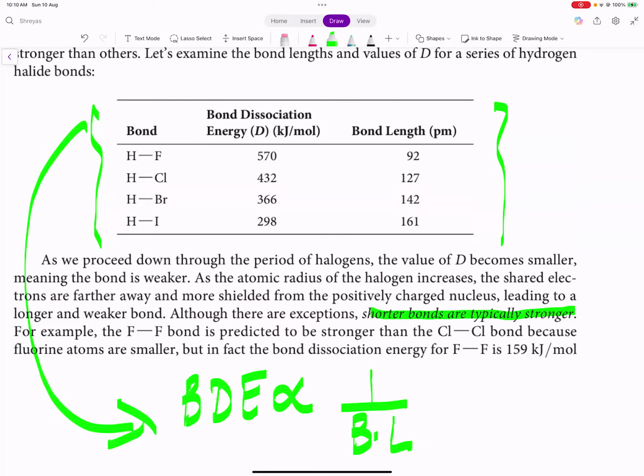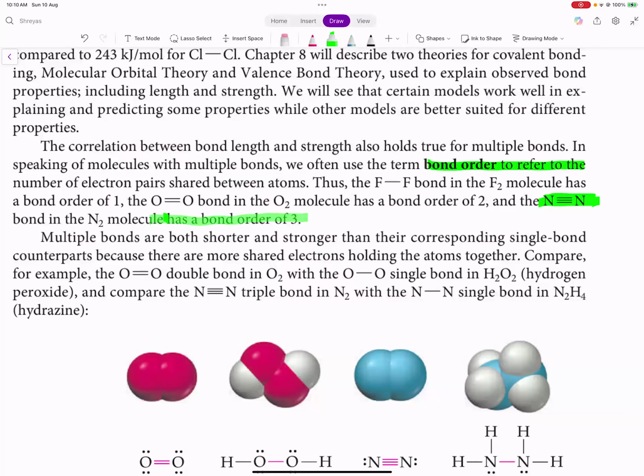Again, they have given the bond dissociation energy, average bonding. Now the multiple bond order. What do we call the bond order? Say here N triple bond, three lines are there, so we'll say N2 molecule has bond order 3. O double bond, we say that O2 molecule has bond order 2. F single bond F, we say F2 molecule has bond order 1. The number of lines is the bond order.